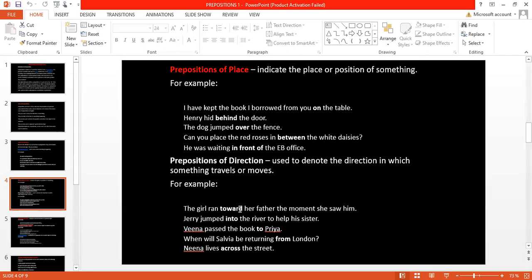All right. Now look at this: Jerry jumped into the river to help his sister. Vina passed the book to Priya. Look at "to." When will Sylvia be returning from London? Can you see? Nina lives across the street. Indicating position.